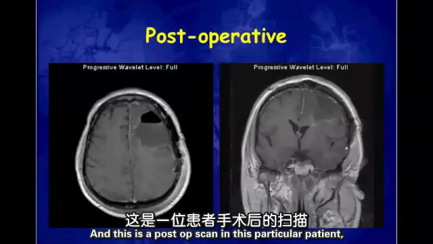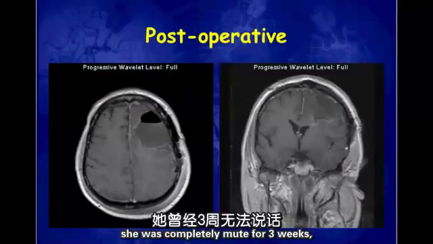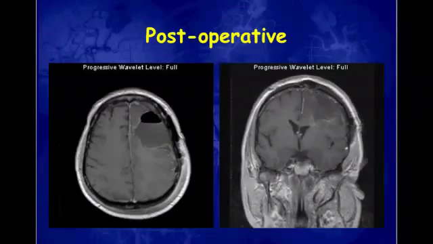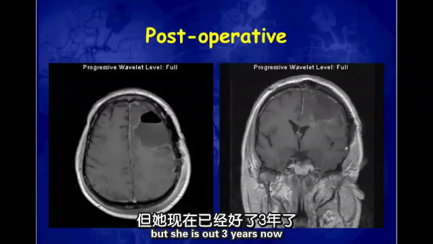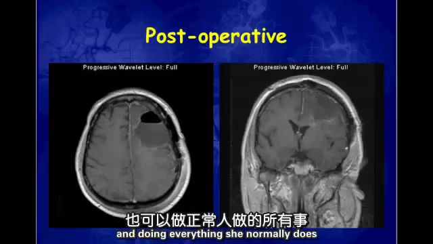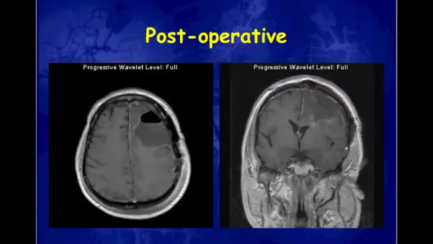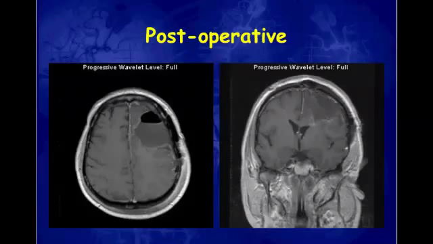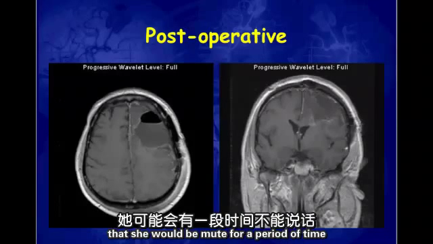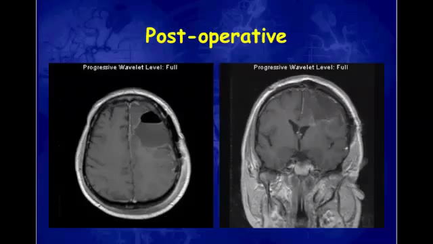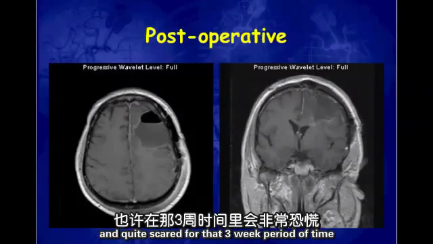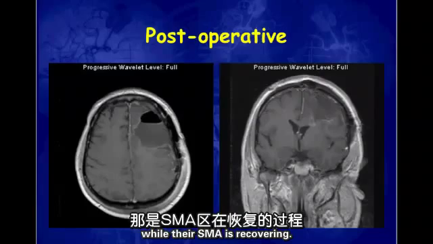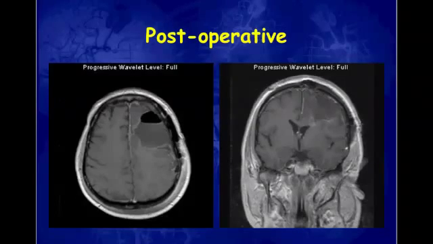And this is a post-op scan in this particular patient. She was completely mute for 3 weeks. Very scary. But she is out 3 years now and doing fine and back at work and doing everything she normally does and quite happy. So again, if you didn't tell the patient ahead of time that she would be mute for a period of time, they probably wouldn't be happy and quite scared during that 3-week period of time while their SMA is recovering.